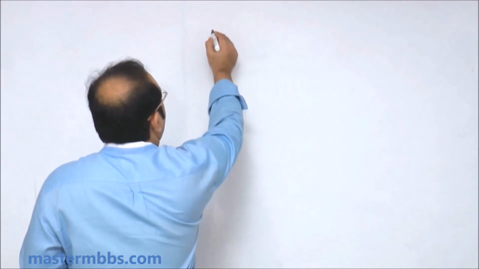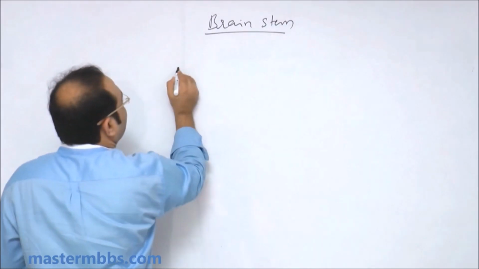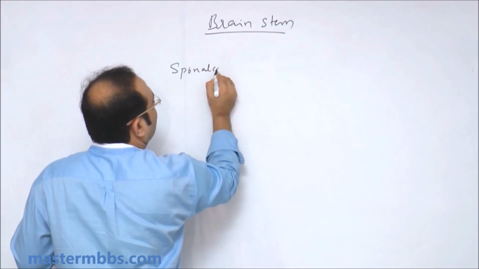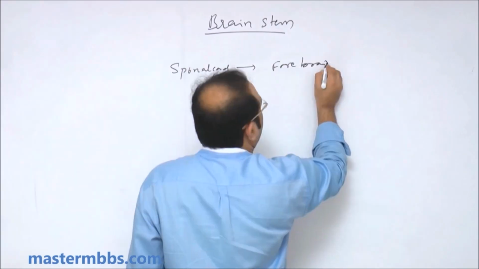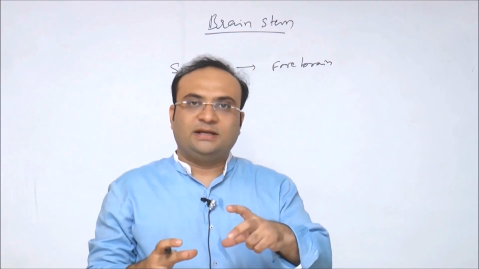Today we are going to discuss the brainstem. So what is the brainstem? The brainstem is the part of the central nervous system which connects the spinal cord to the forebrain. So it is a stalk-like structure.